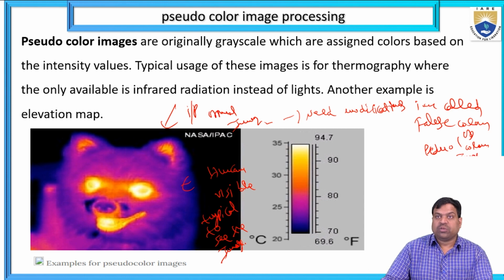So pseudo color is nothing but originally grayscale, which is assigned colors based on the intensity values. Originally grayscale, but you are applying colors to it as per the human visual system, for looking good or for identification of the image. Due to identification, we are converting to color, or making some modifications to the original color. That is also called pseudo color or false color. An example is thermography, where only infrared radiation is available instead of light. Another example is an elevation map.